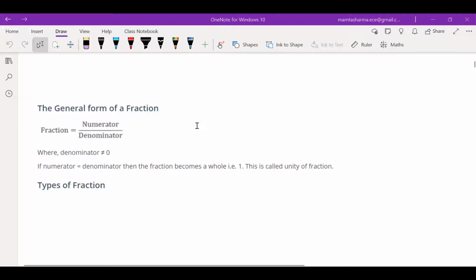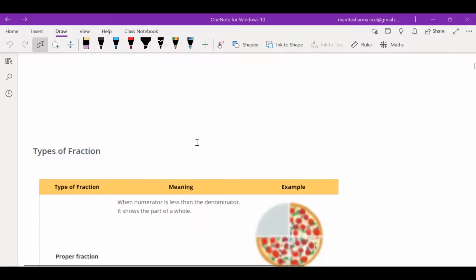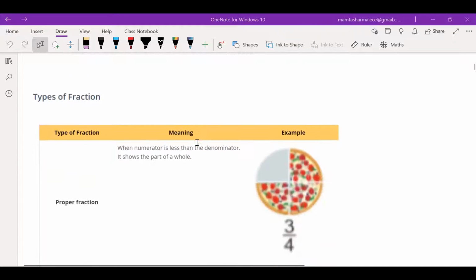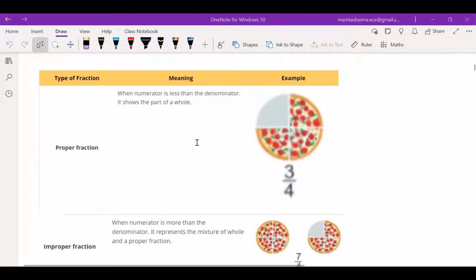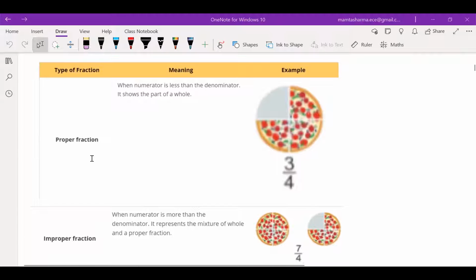So now, types of fraction. There are a few types of fraction. Okay, we'll see them one by one. First one is the proper fraction. What do you mean by a proper fraction? The numerator will be less than the denominator. One by one I will ask.